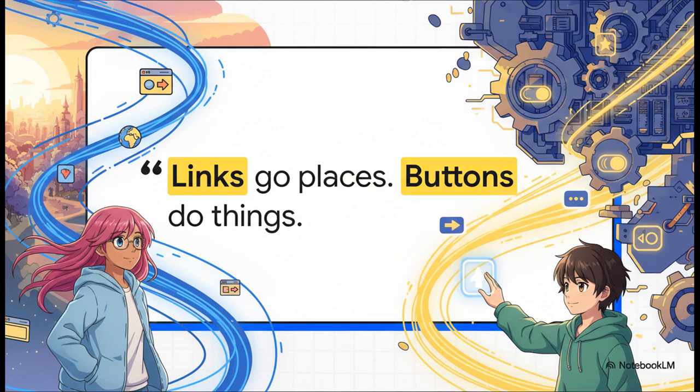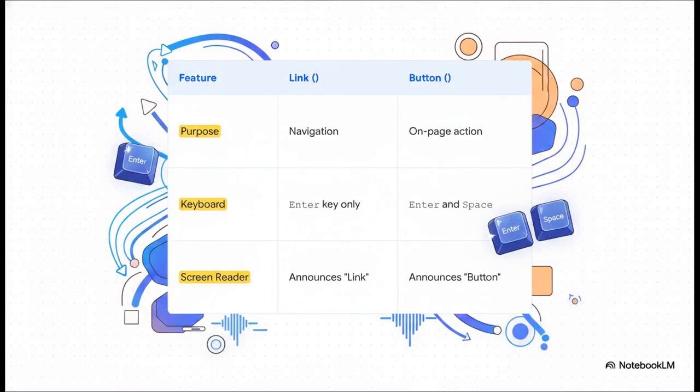A link navigates you to a new place, a new URL. A button performs an action on the current page. It submits a form, it opens a menu, it plays a video. Simple as that. And this difference, it isn't just some technical detail for developers. No, it's fundamental to how people actually use the web.